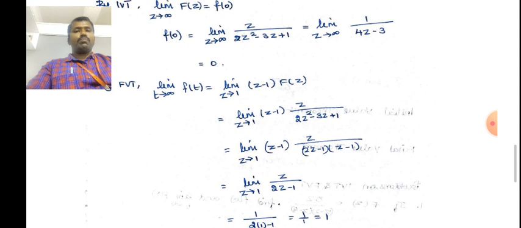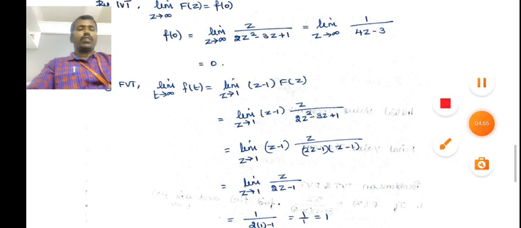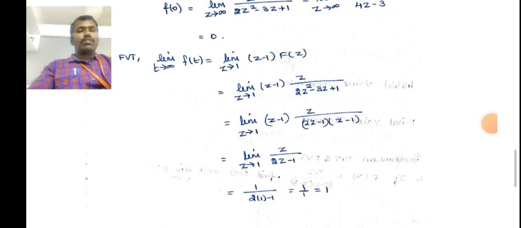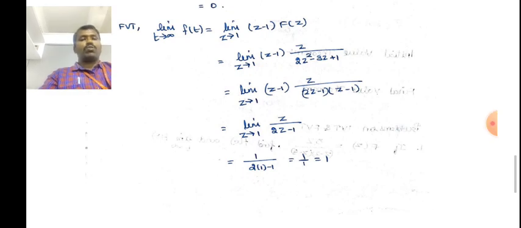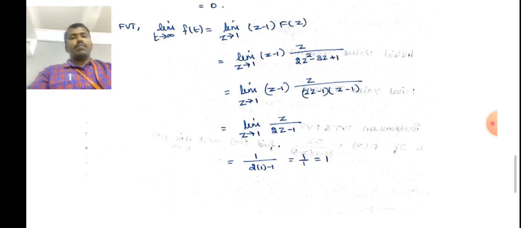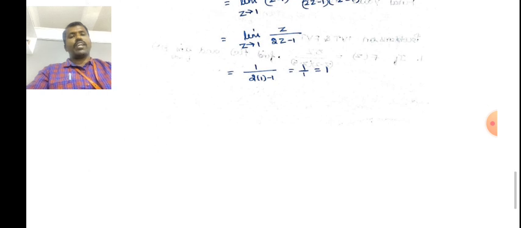Next, final value theorem. Limit t tends to infinity of f(t) equals limit z tends to 1 of (z minus 1) F(z). Limit z tends to 1, (z minus 1) into z by 2z square minus 3z plus 1, equals limit z tends to 1, (z minus 1) into z by (2z minus 1) into (z minus 1). Therefore, limit of z by 2z minus 1. Substitute z equal to 1, therefore 1 by 2 into 1 minus 1, therefore 1 by 1, therefore the value is 1.